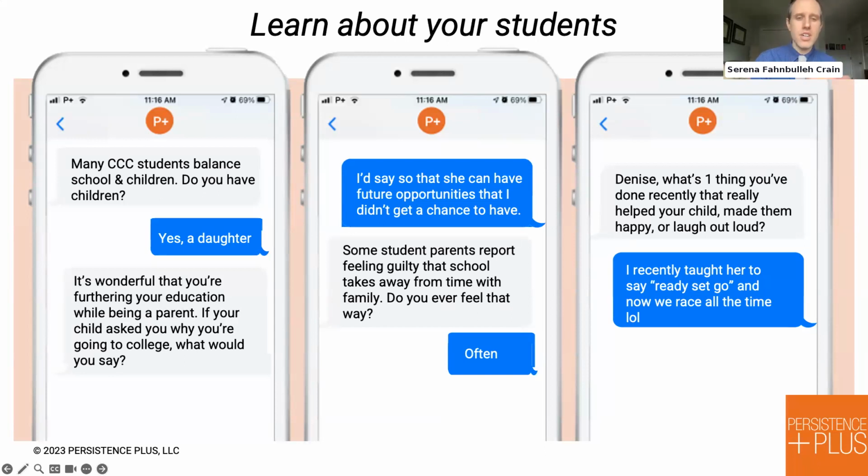And then this guilt issue comes up, as Serena talked about. So many of the student parents express that there's this guilt. You feel guilty when you're at school that you're not with your kids. You feel guilty when you're with your family that you're not focused on school. And it's this reciprocal challenge. So this person felt that guilt, and we did another intervention around, let's just think about something that's been really positive with your kids lately, to remind them, you're not being neglectful. Everything's good. And this was cute. She learned to say ready, set, go. And now they do races all the time.